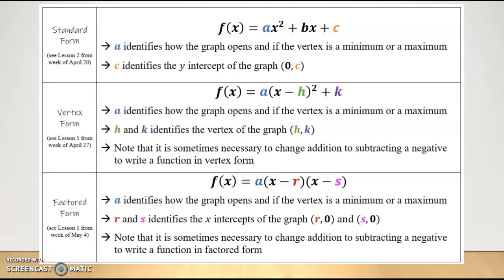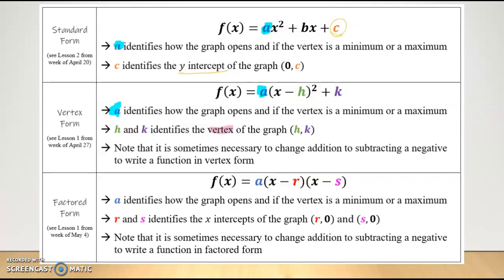So if I'm looking at standard form, our A value will tell us if my graph opens up or down, and if my vertex is a minimum or a maximum. My C value, the value at the end, gives me the y-intercept of my graph. Vertex form also helps me identify if my graph opens up or down, if I have a minimum or a maximum. And my H and K values identify the vertex of my graph.